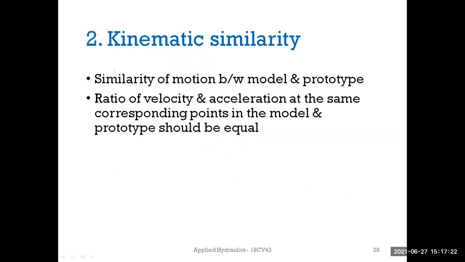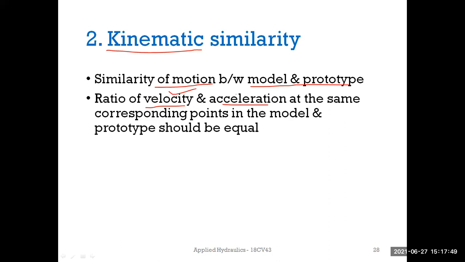So the next type is the kinematic similarity. Kinematic means the motion. So we can say the similarity of motion between model and prototype is kinematic similarity. When we say there is a kinematic similarity between model and prototype, velocity and acceleration are the terms that represent the motion of a structure or any body.